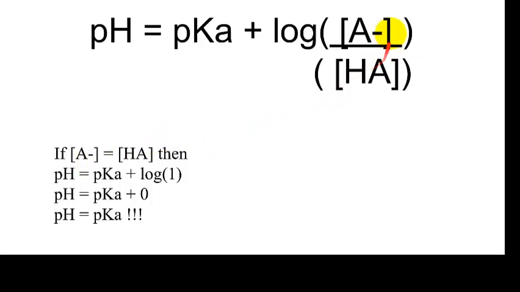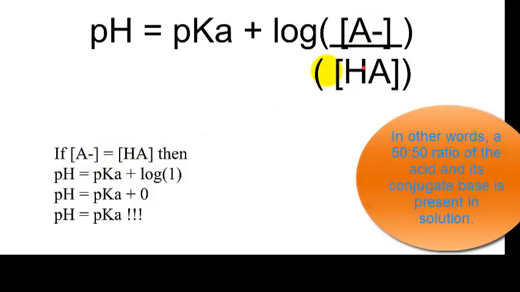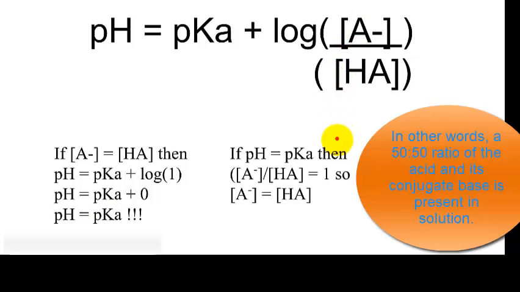Here's another interesting feature about the Henderson-Hasselbalch equation. If the concentration of the conjugate base and the concentration of the conjugate acid are equal to each other, in other words, it's a 50-50 mixture of the acid and its conjugate base, then that ratio turns out to be 1, as indicated here. The log of 1 is 0, and the pH then equals the pKa. That's an interesting thing. If you have a solution in which the pH is equal to the pKa, then you know that ratio is 1 and there's an equal amount of a conjugate acid and its conjugate base.